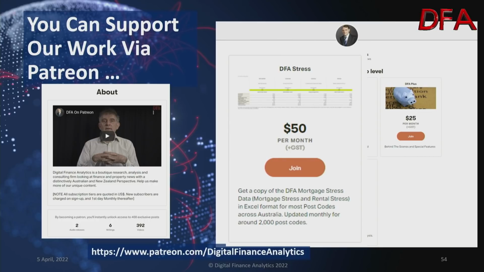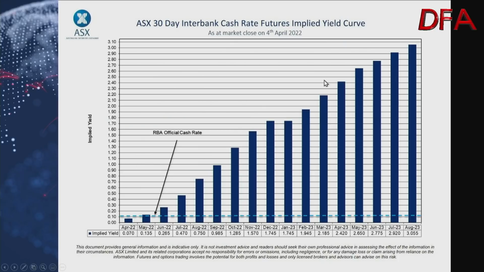And every month from the portal, you can grab the whole data set, which is pretty powerful. And it is interesting. This is the ASX 30-day interbank cash rate futures. And I just want you to look at the sequence down the bottom here, because what this shows you is that this was before the RBA announcement. We were looking at rates of more than 1% by October and 3% by August 23.